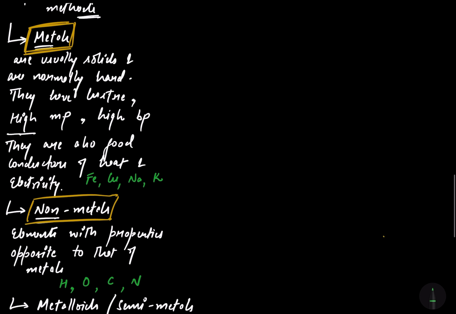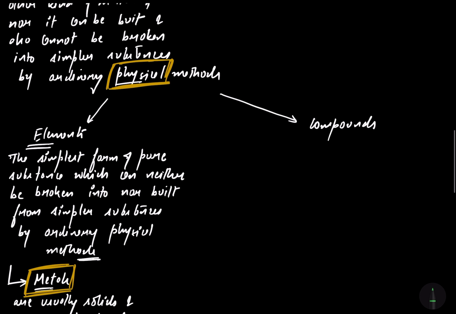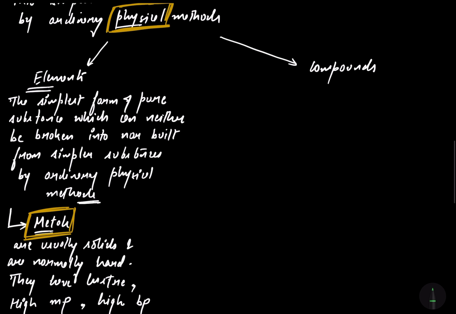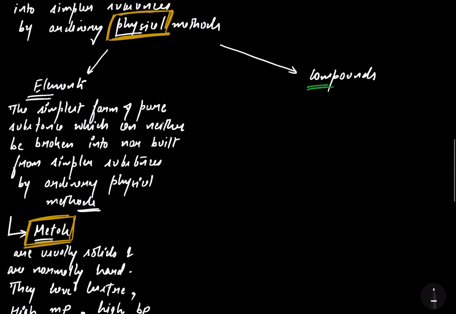So I'm done with the elements. Now let us talk about compounds. What do we understand by compounds? Compounds are also a pure substance. A pure substance containing two or more elements combined together in a fixed proportion by mass.